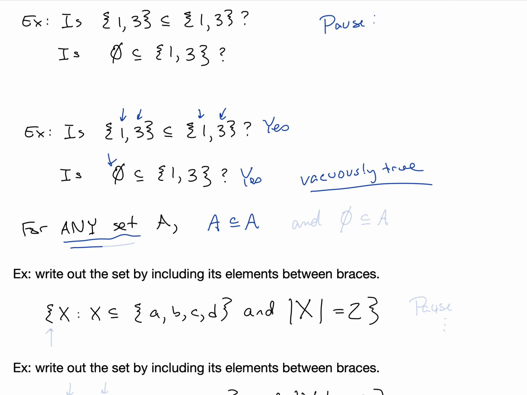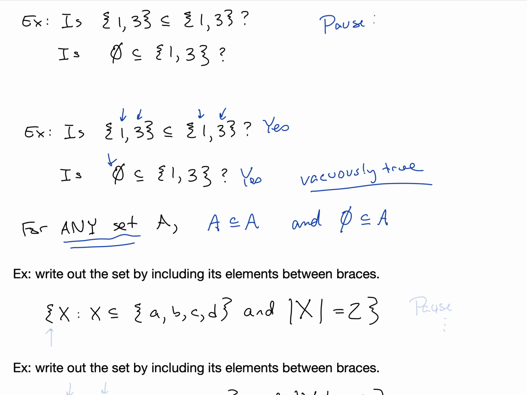Similarly, is the empty set a subset of the set containing 1 and 3? Is every element in the empty set also in the set containing 1 and 3? Yes. There are no elements to check, so this is a vacuously true statement. So any set A is a subset of itself, and the empty set is a subset of any set A. Here's another quick problem for you to try.